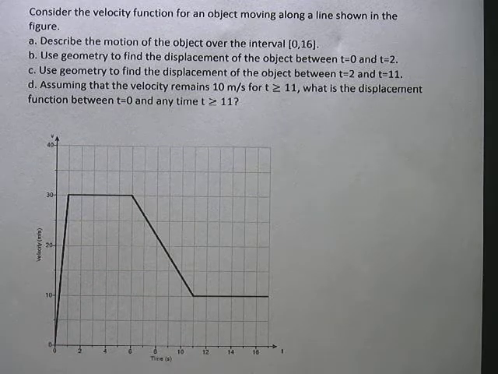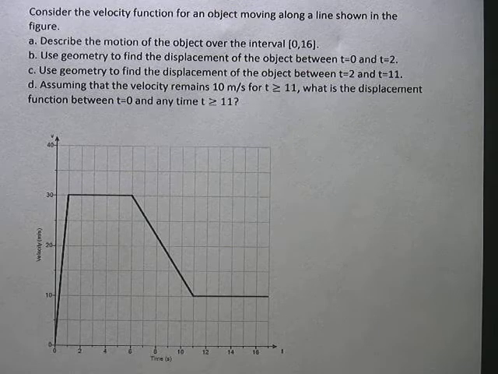Consider the velocity function for an object moving along a line shown in the figure. Describe the motion of the object over the interval 0 to 16. Use geometry to find the displacement of the object between 0 and 2. Use geometry to find the displacement of the object between 2 and 11. And assuming the velocity remains 10 meters per second for t greater than or equal to 11, what is the displacement function between t equals 0 and any time t greater than or equal to 11?